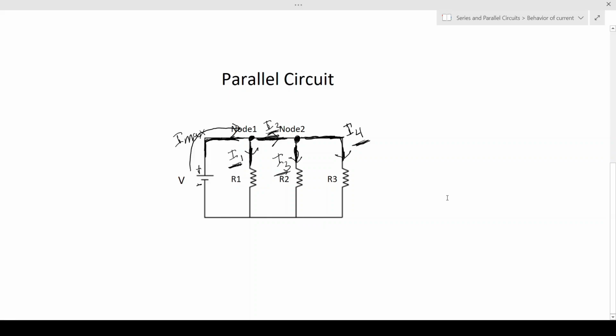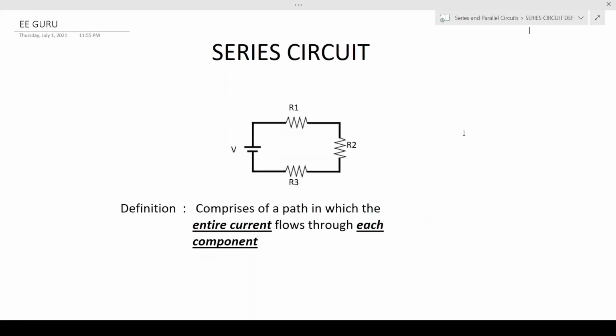So next I'll be giving the formal definition of a series circuit and a parallel circuit. The formal definition of a series circuit is a circuit that is comprised of a path in which the entire current flows through each component. Like I mentioned previously, with a series circuit, we have current flowing from the positive terminal of our battery into each component of our circuit. So R1, R2, and R3.